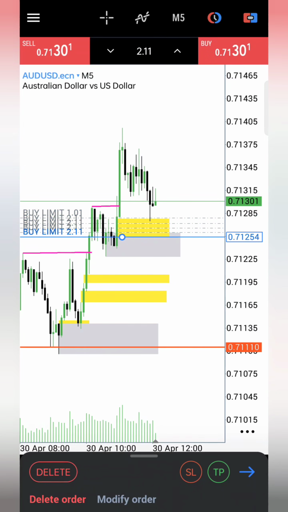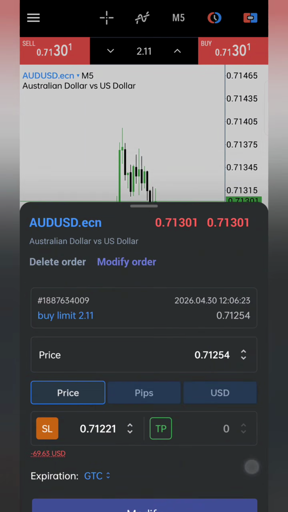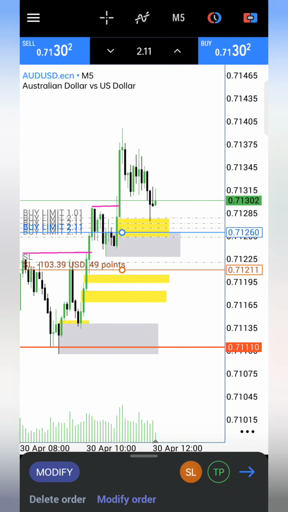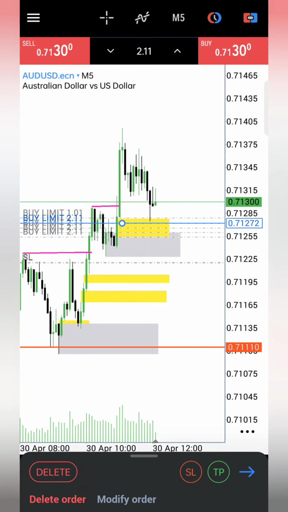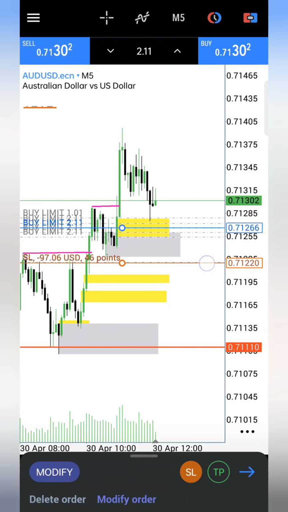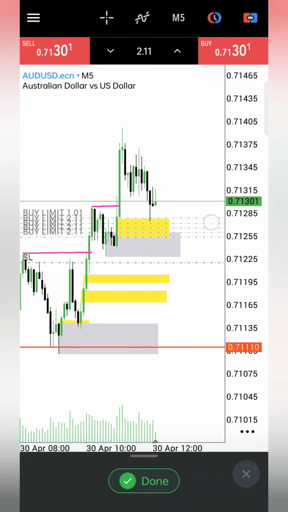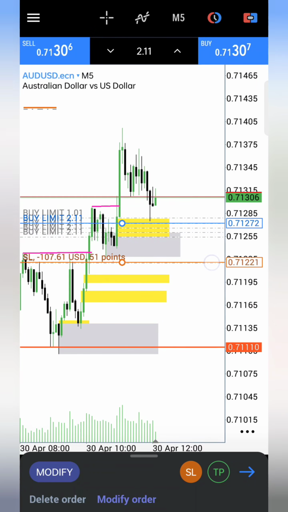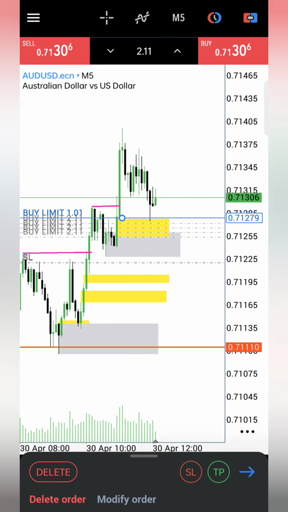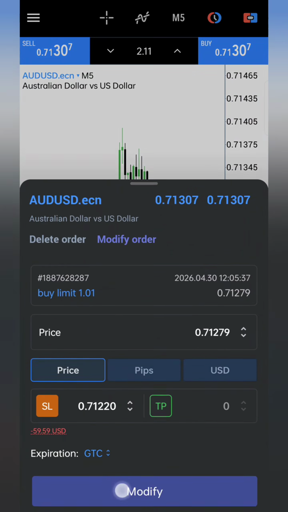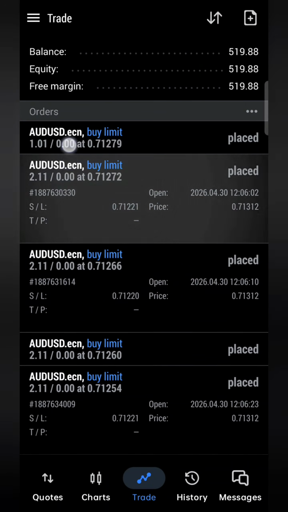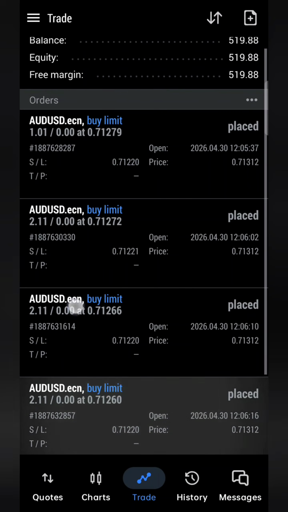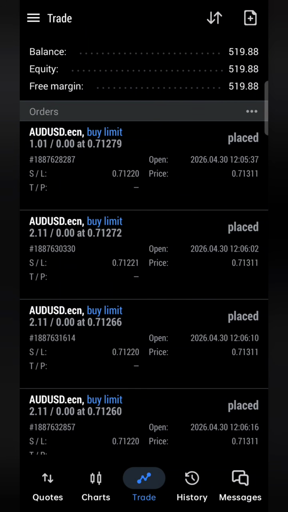And I placed my stop loss just below the order block zone. And here you can see all of my pending orders in place. Let's see how the market plays out next.